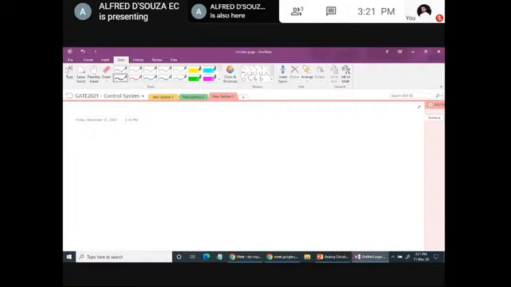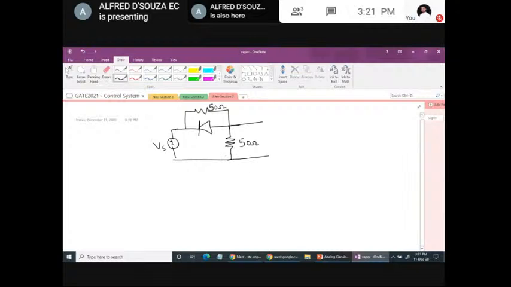So we have the diode here, and a resistor is connected in parallel to the diode. Its value is 50 ohm. Then we have another resistor 50 ohm, and here we have the source voltage Vs. And voltage across this 50 ohm we are supposed to find out. Average voltage across this 50 ohm we are supposed to find out.